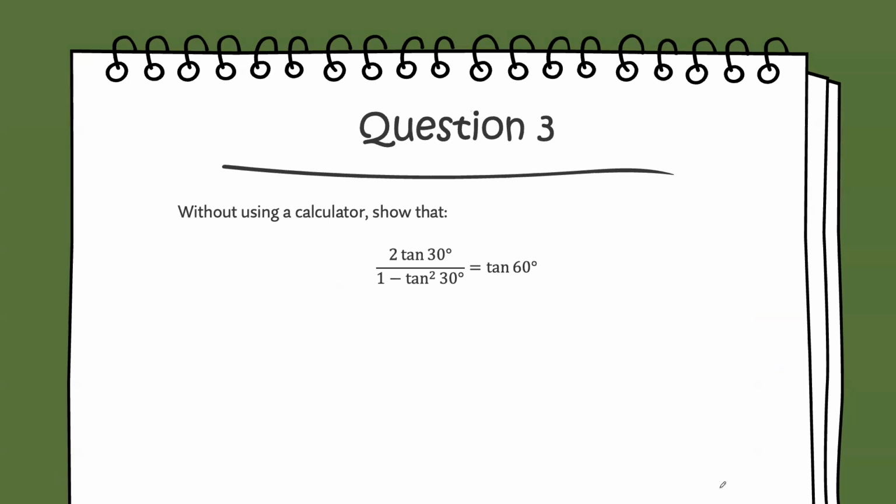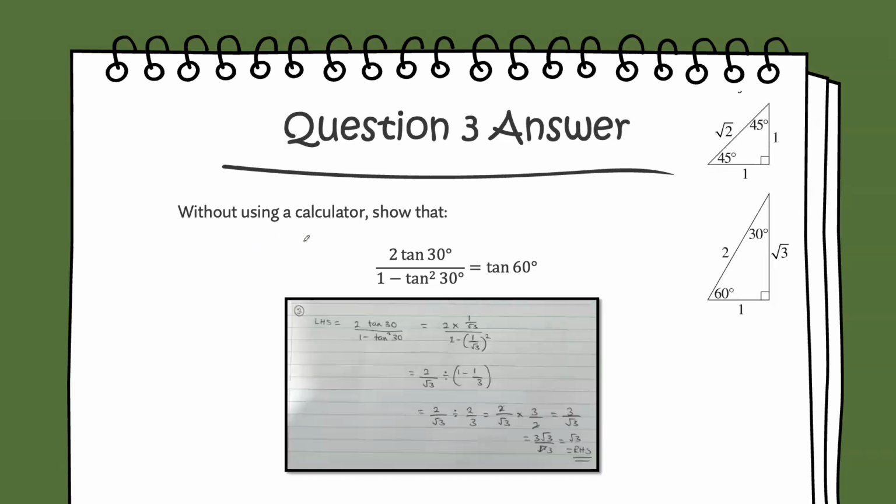Now, the last question, it's a bit different. Now, without using the calculator, we want to show that 2 tan 30 over 1 minus tan squared 30 is equal to tan 60. Obviously, if you put this in your calculator, you can show that left-hand side is equal to right-hand side, but we actually need to show how it's equal. So that's why they've specified without using a calculator.